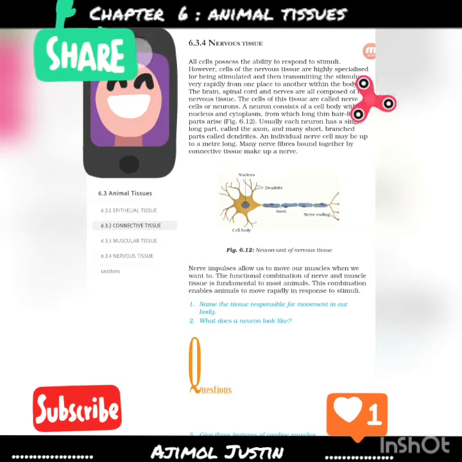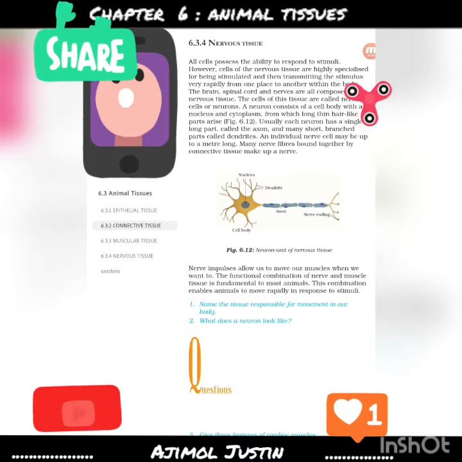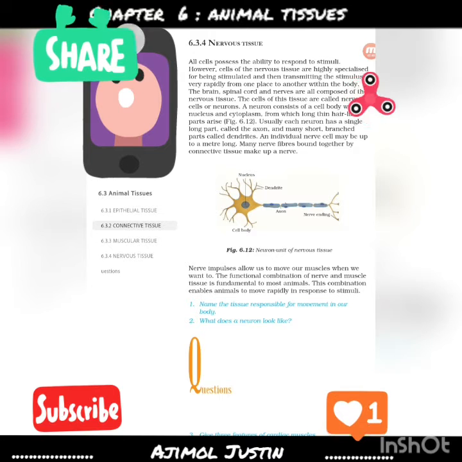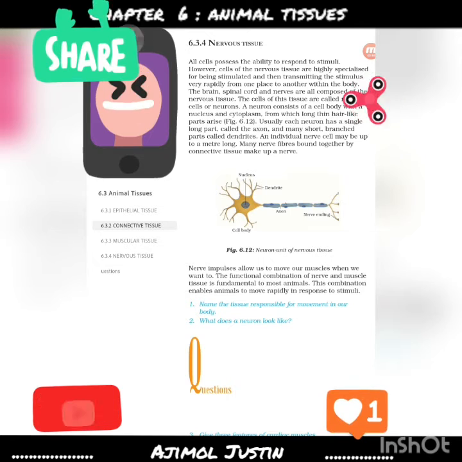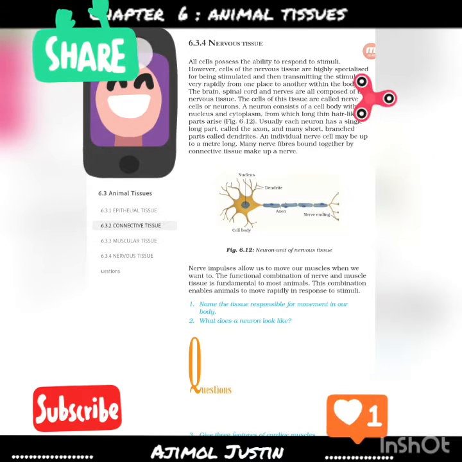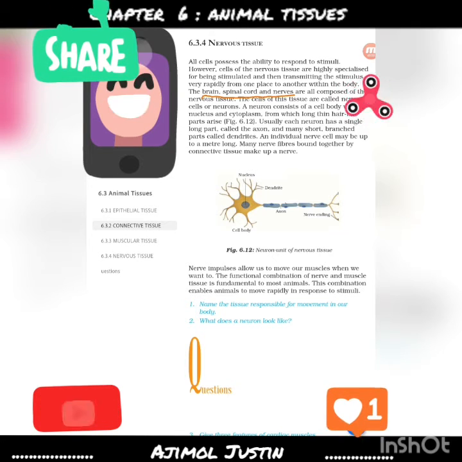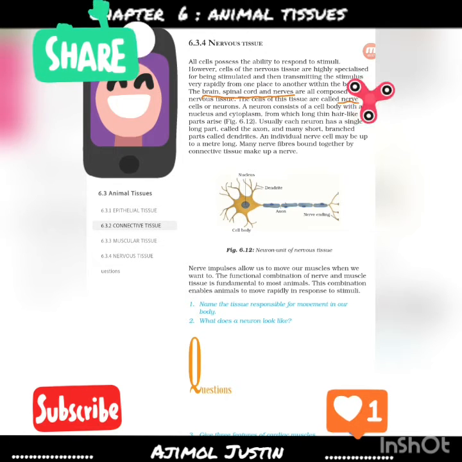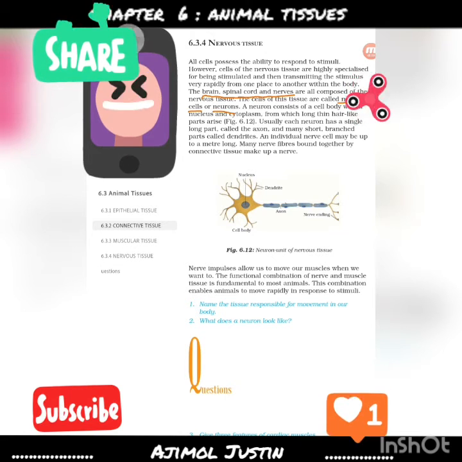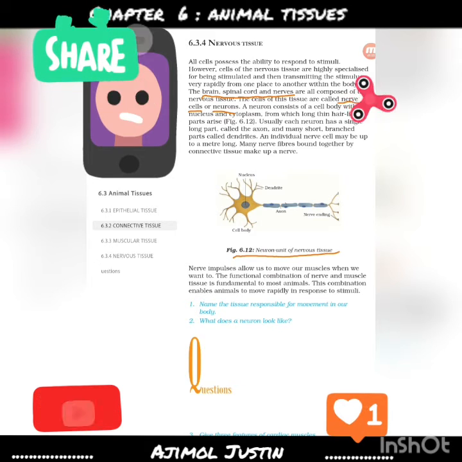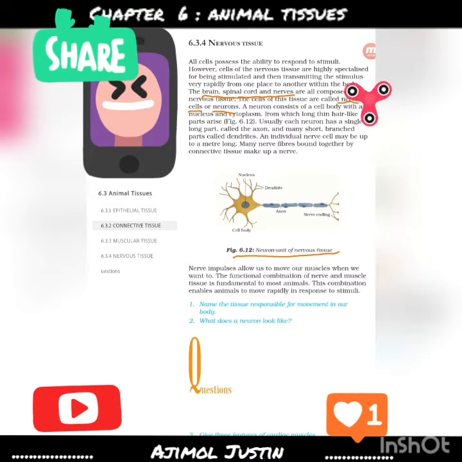Okay, so where does all this action occur? The brain, spinal cord and nerves, these all together form the nervous tissue. Okay, what all are there in nervous tissue? Brain, spinal cord and nerves. The cells of the tissues are called nerve cells or neurons. Okay, you can see this is the figure of a neuron.